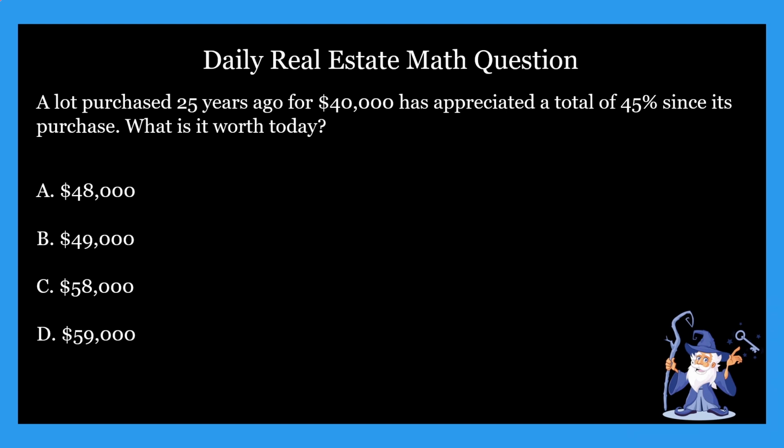All right, so the question says, a lot purchased 25 years ago for $40,000 has appreciated a total of 45% since its purchase. What is it worth today? And it gives us 4 options. Like usual, I'm going to give you guys an opportunity to pause here, do that math, figure out the answer, hopefully the right one, and then we're going to be talking about it. So go ahead and do that right now.